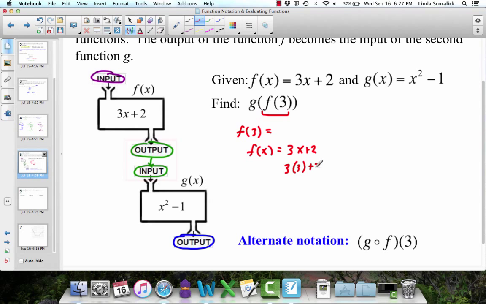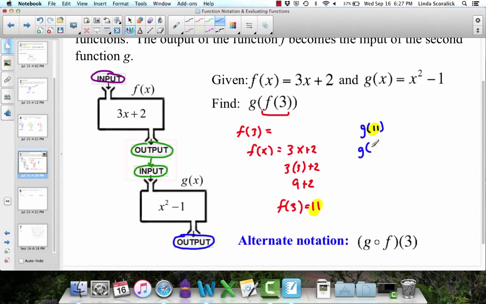Substitute the input of 3, and we find that f of 3 is 11. Now what we're going to be asked to do is to actually find g of 11. What's happened here is the output of this first step has become the input of the next step.